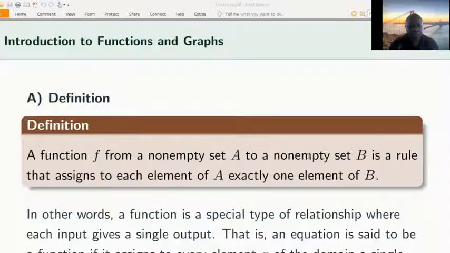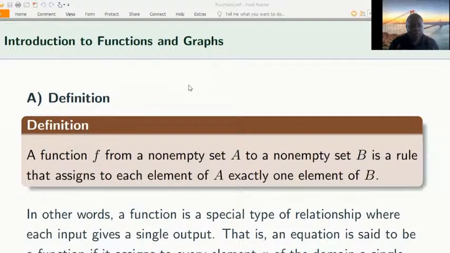So first I define what a function is. I've said that a function f, so I'm using small letters like f, g, h, and so on to denote functions. A function f from a non-empty set A to another non-empty set B will be a rule that assigns to each element of A exactly one element in B.